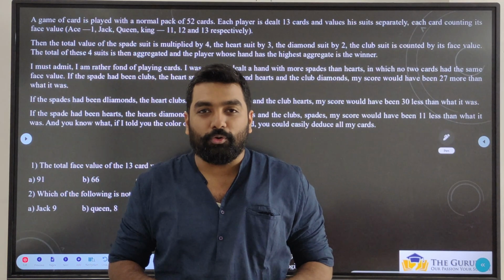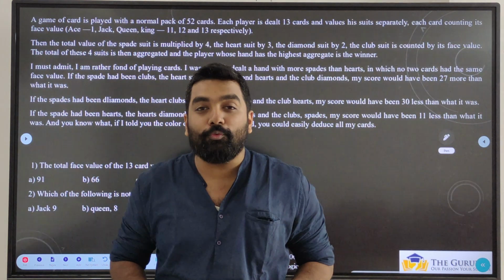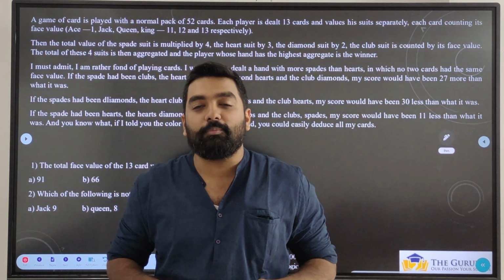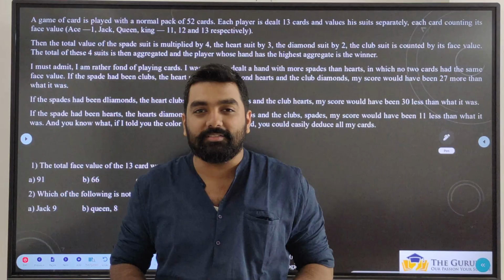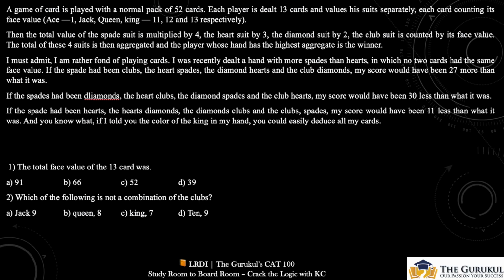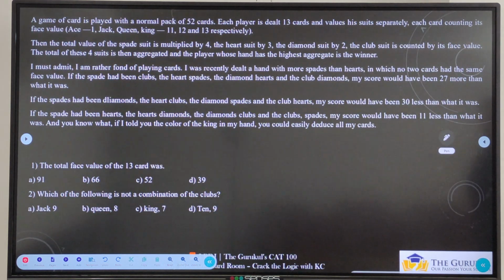So today we'll be solving one more logical reasoning problem, and before we move on, pause the video, try to solve the problem, and then we'll discuss what is happening in this set. Okay, so read carefully what is happening in this set. A game of cards is played with a normal pack of 52 cards. Each player is dealt with 13 cards and values his suit separately, each card counting its face value, Ace as 1, J, Q, K as 11, 12 and 13 respectively.